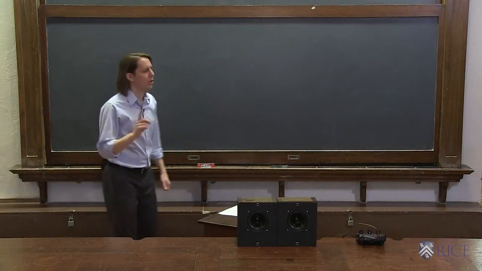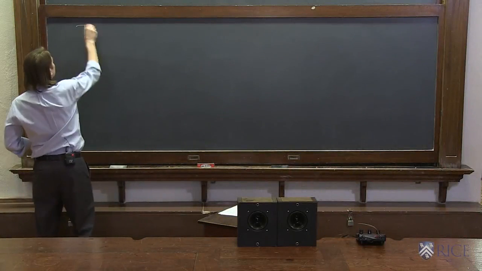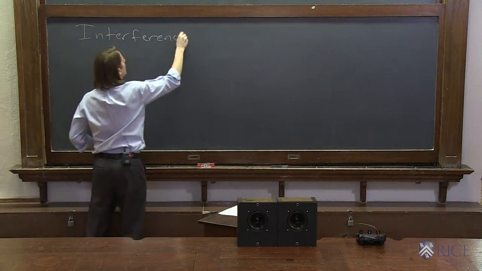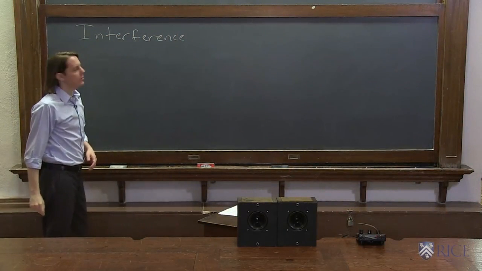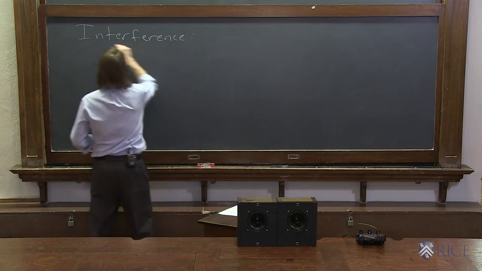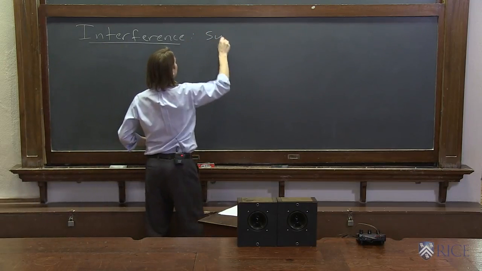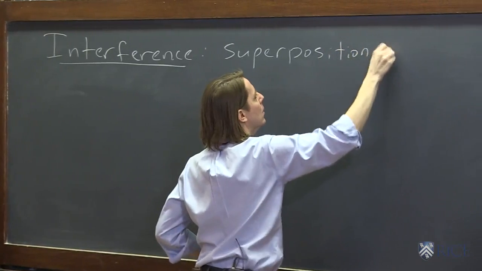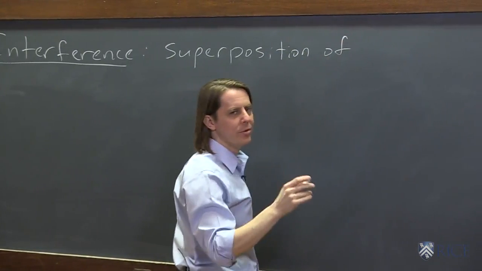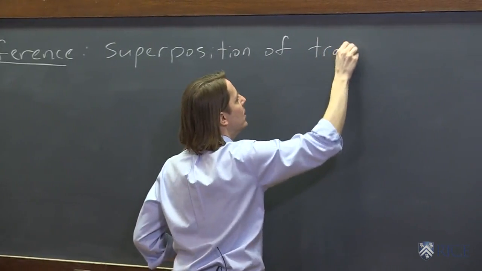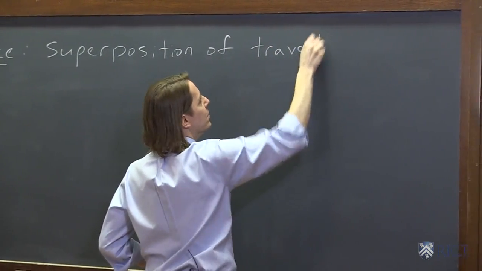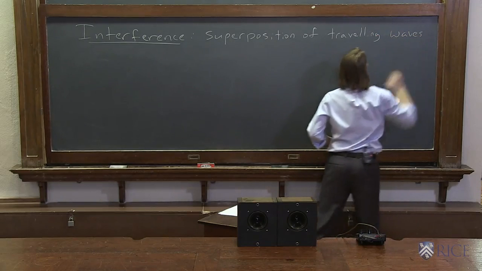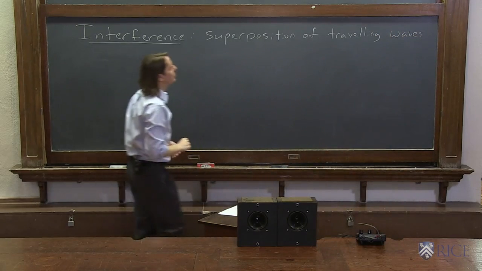Now we're going to use our superposition to talk about interference. Interference of waves. So the way we're going to do it is we're going to think about superposition of, and instead of those pulses, we'll do traveling waves. Uh-oh, US or British? Oh, I like to keep it classy. Waves. Superposition. Okay.